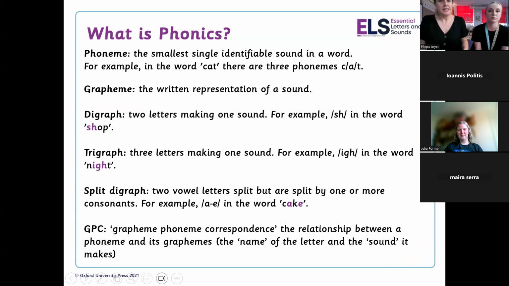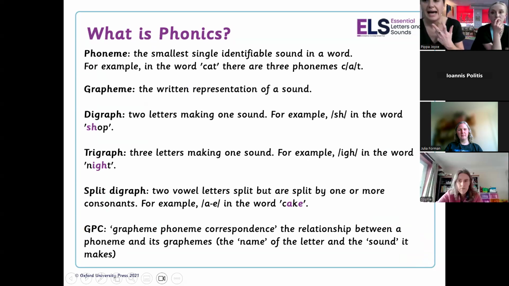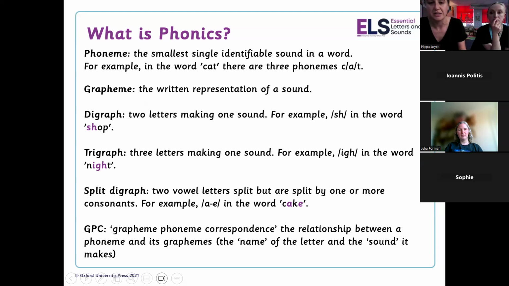Lovely. So to break that down a little bit, we've got your dictionary of what your children will be coming home and spouting at you. So a phoneme is the single smallest identifiable sound in a word. So the example here is cat, and there are 3 phonemes in cat: c, a and t. Then you've got a grapheme, and as Emily just said, a grapheme is the written representation. So if you think about a graph is written down, that's how I always have remembered it. It's the written down representation.